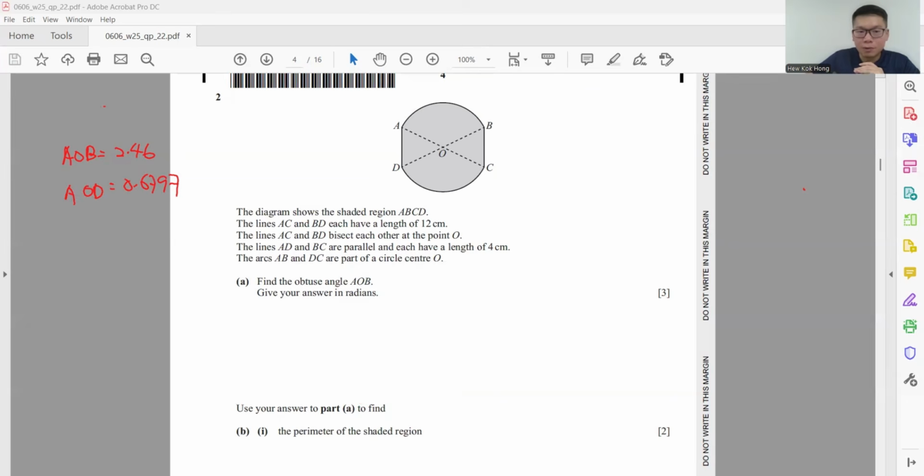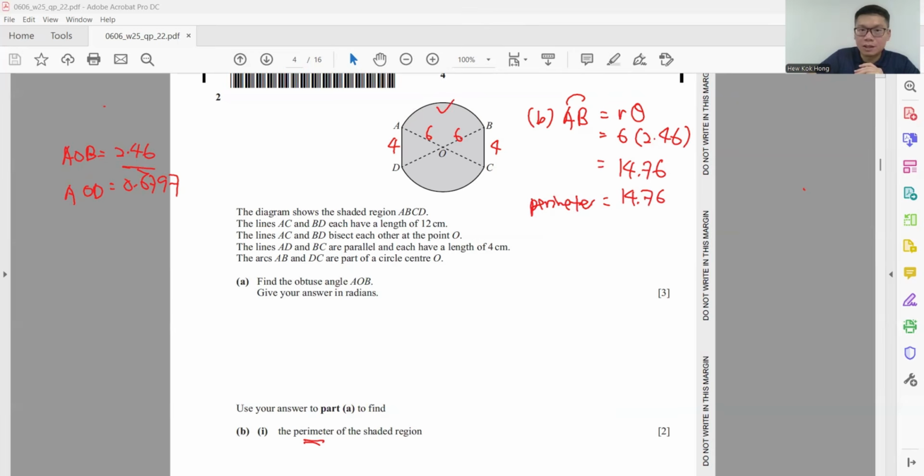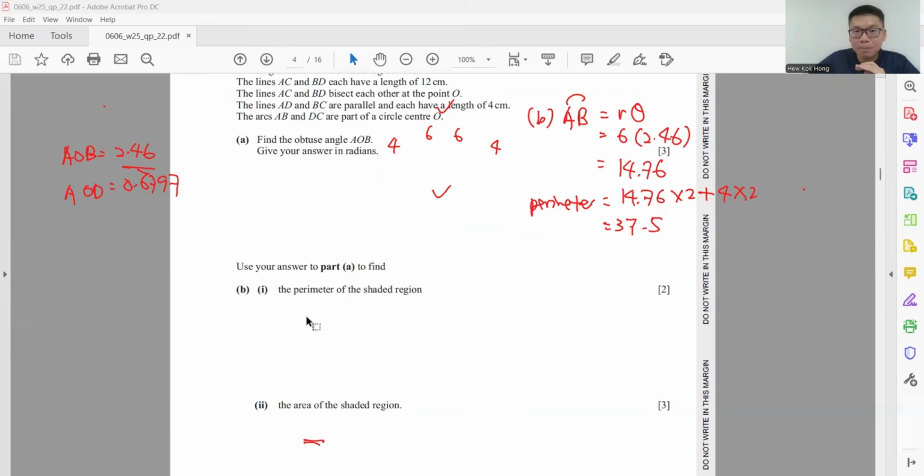After we gather the info, they say find the perimeter of the shaded region. We already know here is 4, 4. Then we need to find what AB is. It's just r theta. The radius we already know is 6, and theta we just found, 2.46. 14.76. So at last the perimeter is this thing times 2 plus 4 times 2. The answer is 37.5. Part B1, they ask for the area of the shaded region.